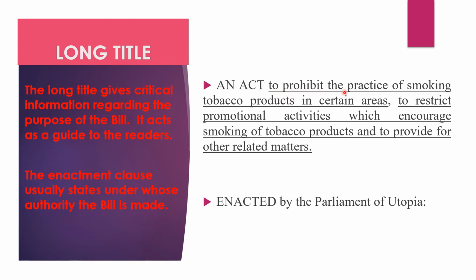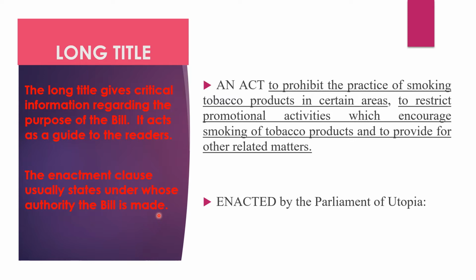aims to prohibit the practice of smoking tobacco products in particular areas, to restrict any activities which encourage the smoking of tobacco products, and it will also provide for other matters which are related to the whole issue of smoking tobacco. So right there, having read something like this, you gain a clear understanding as to what the bill is going to be about. Now, the enactment clause usually states under whose authority the bill is made.